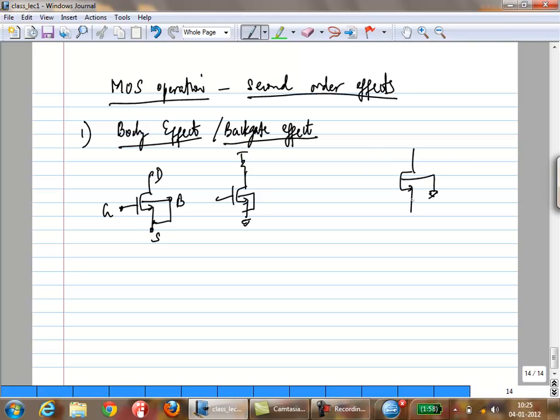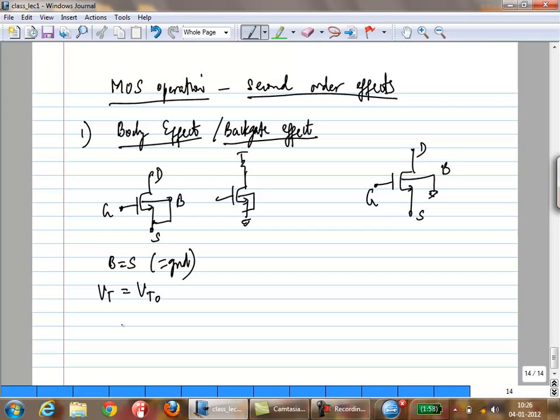Your bulk always has to be connected to ground, but your source is not. So in this case, the first case, your threshold voltage. The fundamental parameter which is affected is the threshold voltage of the device.